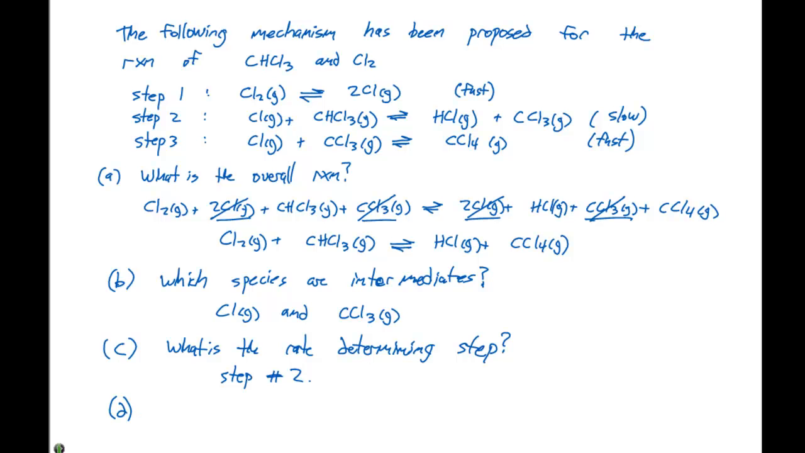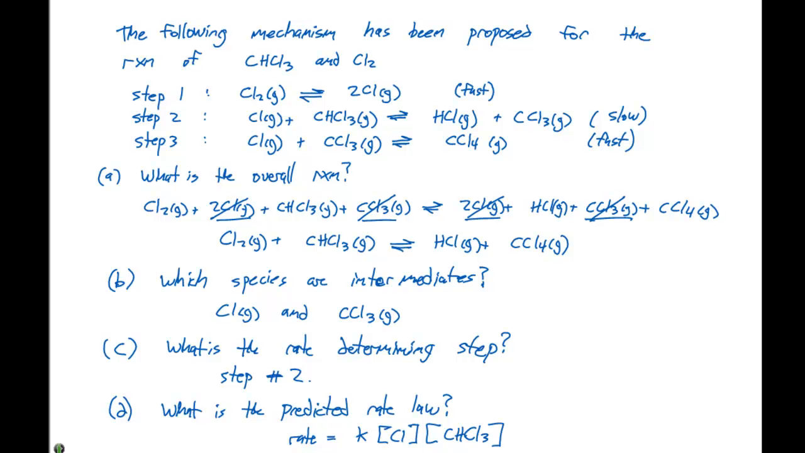And lastly, I'm going to ask, what is the predicted rate law? And remember, we need to determine the rate law from the rate determining step. So we can say that rate is going to be equal to k times the concentration of Cl times the concentration of CHCl3. So we can write this as our rate law, but there's something fishy about this.